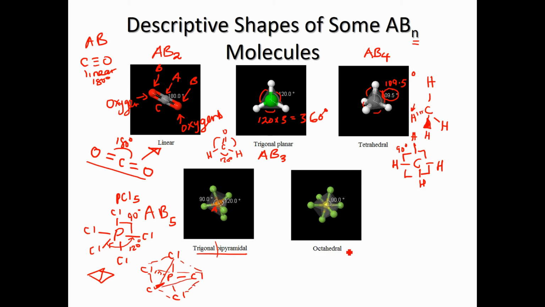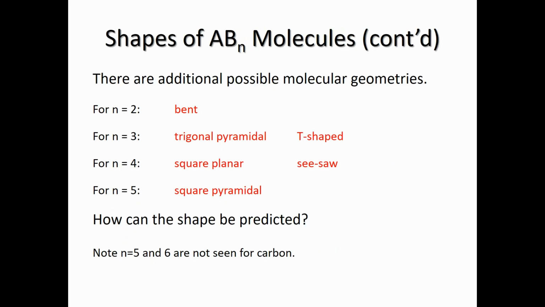Here you have octahedral, which will take the general formula AB6. The bond angle all over the place is going to be 90 degrees, whichever way you look at it. So those are molecular shapes considering connectivity of atoms.